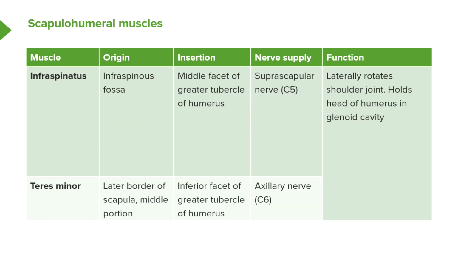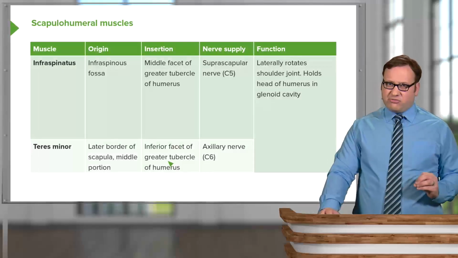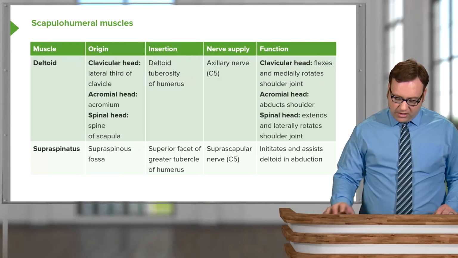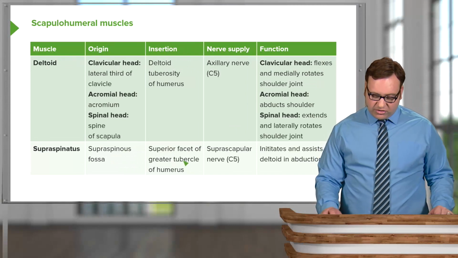If we look at the detail of these, here we can see infraspinatus. We can see infraspinatus originating from the infraspinous fossa, and it passes to the greater tubercle of the humerus. This is innervated via the suprascapular nerve. We can also see we have teres minor passing across from the lateral border of the scapula and the middle portion of the infraspinous fossa. We can see it's passing again to the greater tubercle. And what we now have is three muscles that are going to the greater tubercle. We have the supraspinatus, which is going to the greater tubercle.